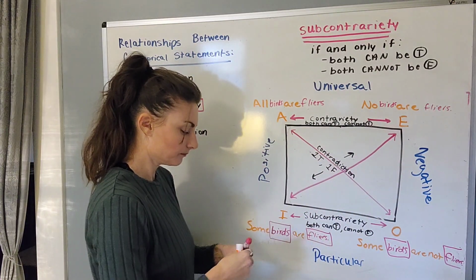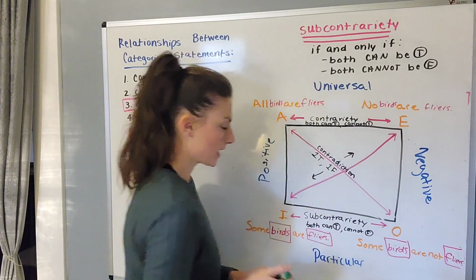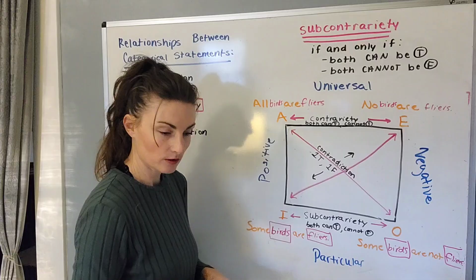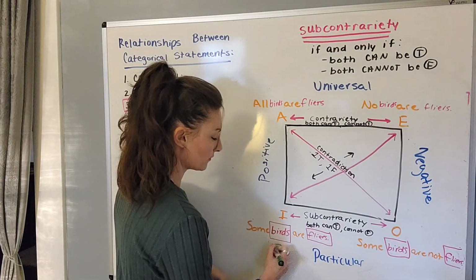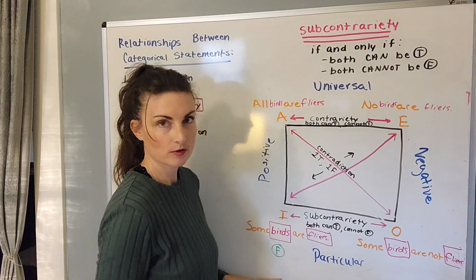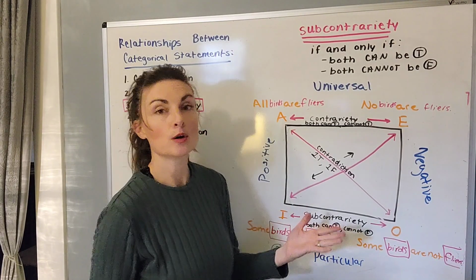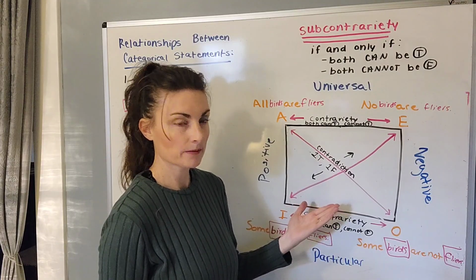Now, I'm going to use the rules of our relationships here to see what happens if I make one of these false. I'm going to say some birds are flyers is false. Let's just say this one is false. We're testing to see if this one can also be false. Again, we already know both of these are true, but we're showing how this works, okay?